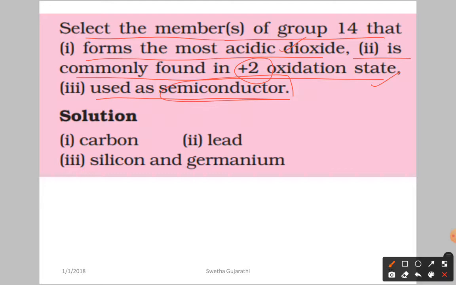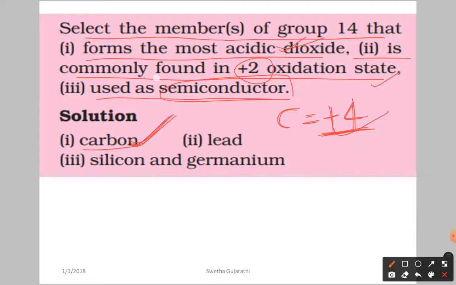Now let us see the first, what is the answer? The most acidic oxide. Here, carbon is going to form the most acidic oxide. Why? Because carbon can exist in the plus 4 oxidation state. As I told, when oxidation number increases, the acidic nature increases. So carbon is forming the plus 4 oxidation state. So this is the element going to form the most acidic oxides.